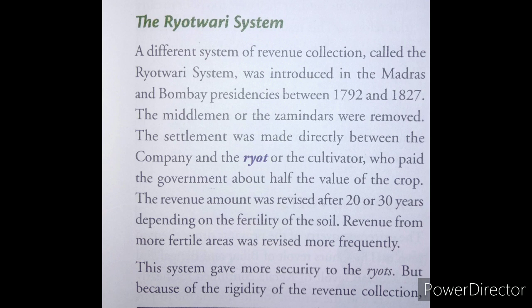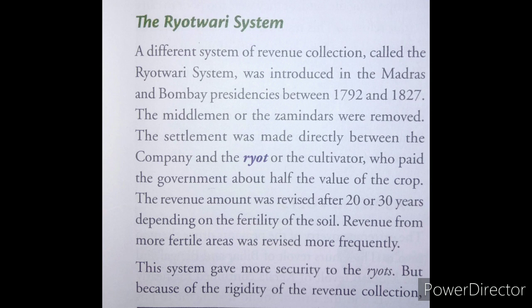The middlemen or the zamindars were removed. If you remember, in the permanent settlement of Bengal, the zamindars were appointed to look after the revenue collection. But here, the zamindars were removed. The settlement was made directly between the company and the Ryot or the cultivator. Now, what is the meaning of Ryot? Ryot means the cultivator, or you can say the farmers.